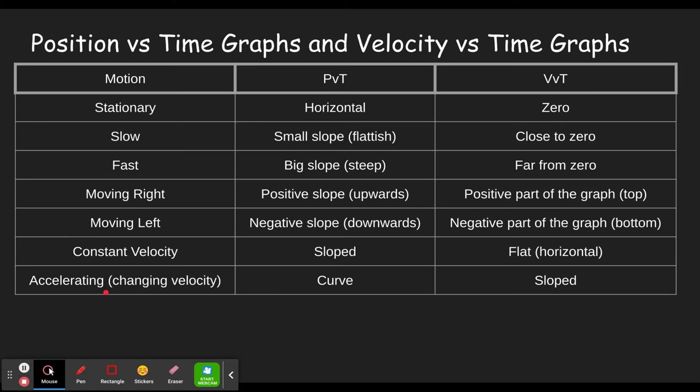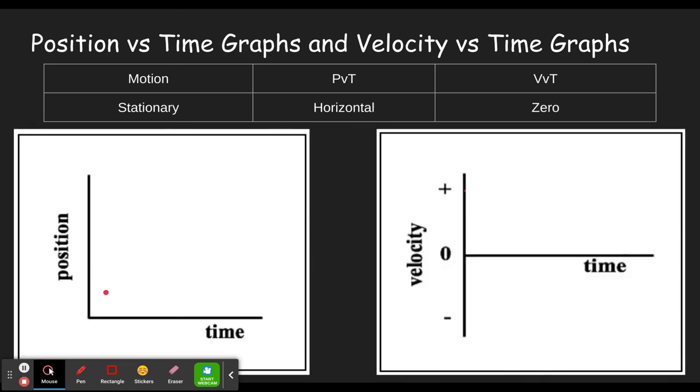If you're not familiar with position time graphs and velocity time graphs, I'm going to put a link here to a video that explains them in more detail. I'm going to be focusing on the differences between the two and how to match them. So let's start off with stationary. In this concept builder, you're going to be given a position time graph, and you're going to have to find a velocity time graph that could describe the same motion. Or you'll be given a velocity time graph and match it with a position time graph.